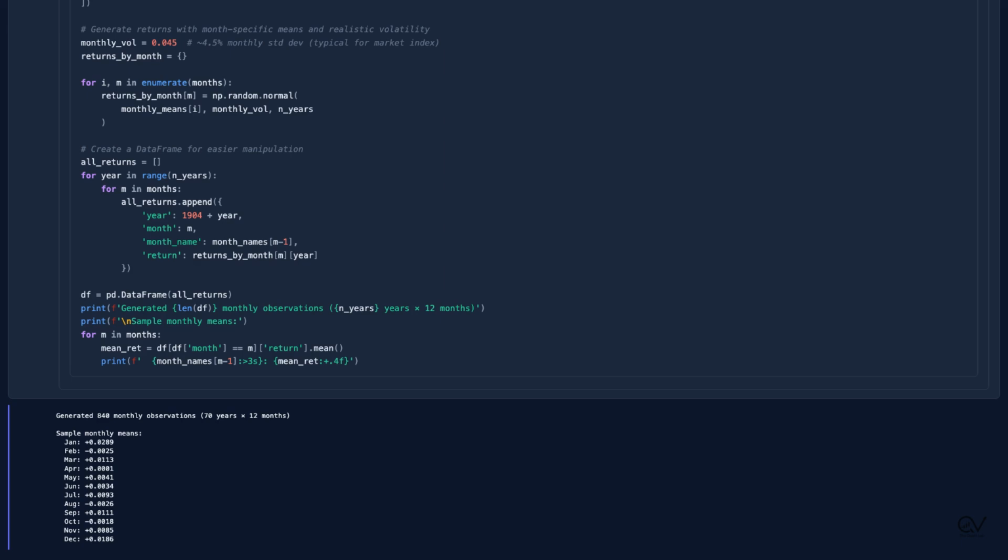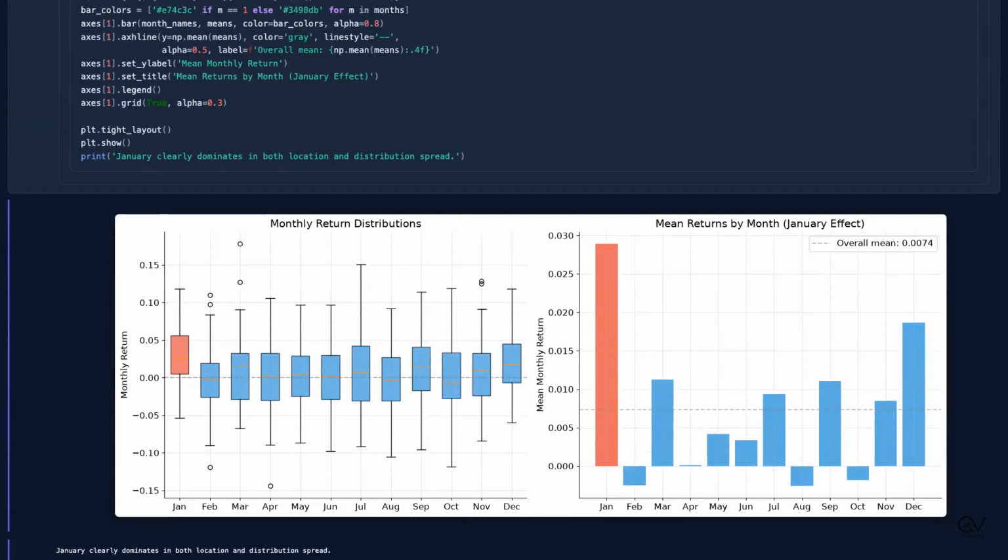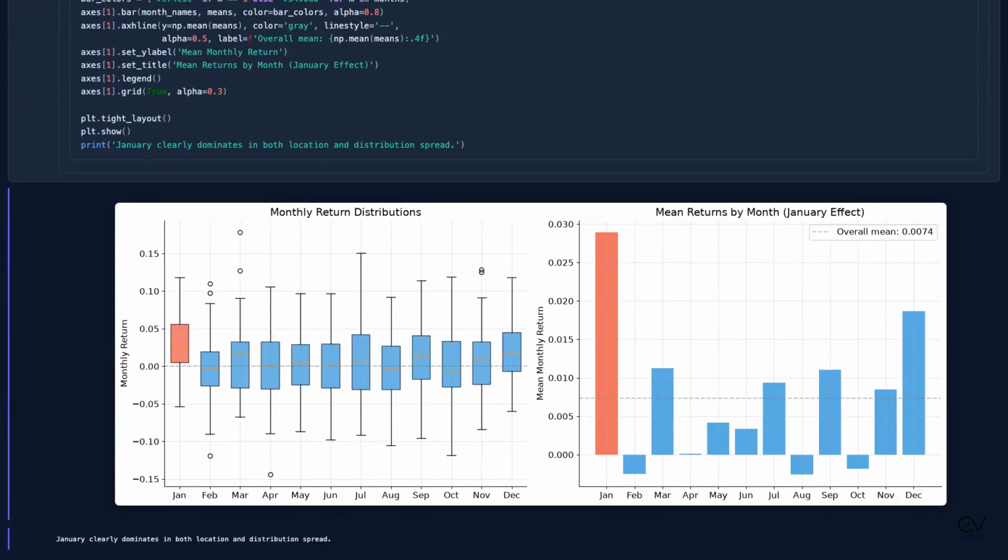The sample means confirm our calibration. January stands out clearly from the pack. The visualization makes the January effect immediately obvious. On the left, the box plots show January's distribution, highlighted in red, sitting well above all other months. The median, quartiles, and even the whiskers are shifted upward.